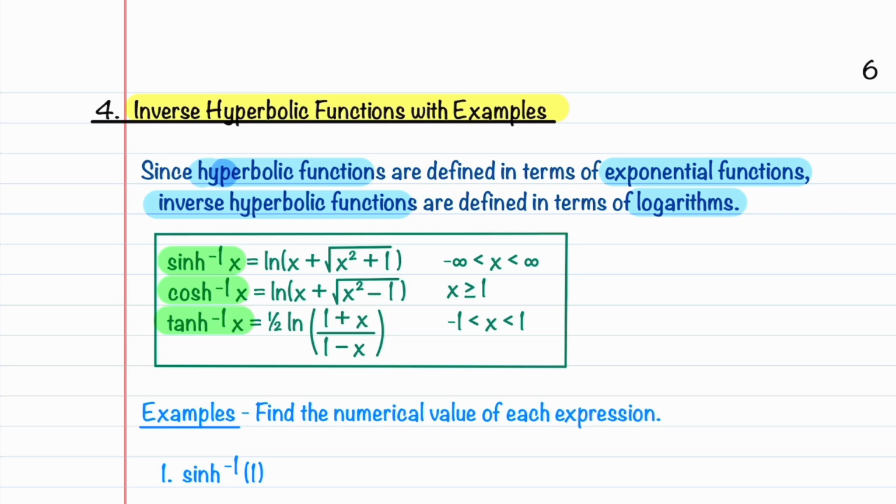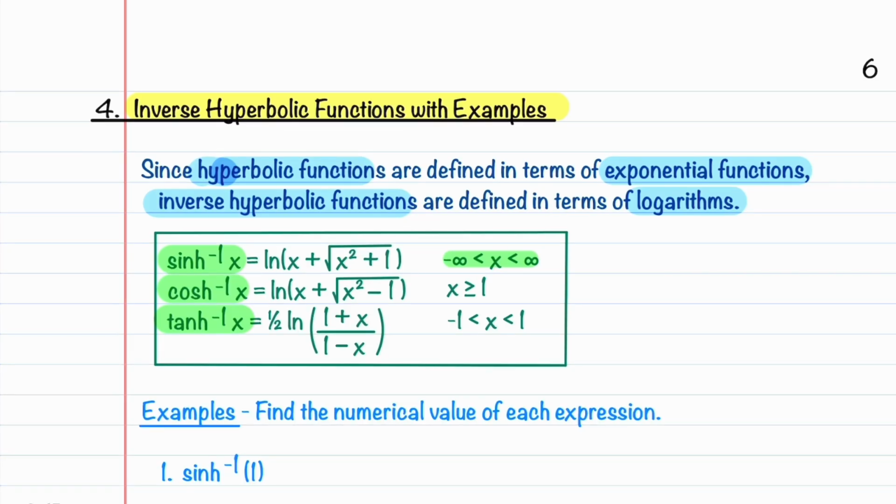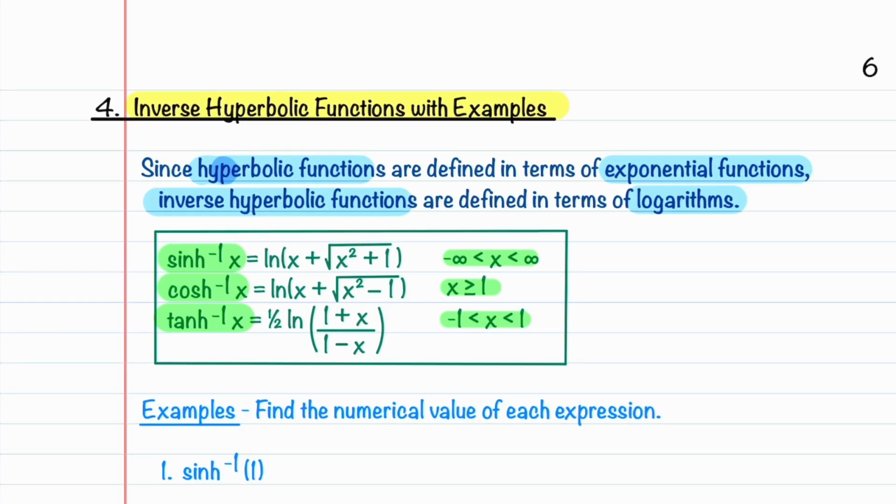And then one thing to note with these definitions is that each of these functions has different domains. Inverse sinh of x is defined for every value of x. Inverse cosh of x, because of that square root of x squared minus 1, is only defined if x is greater than or equal to 1. And then inverse tanh of x is defined between minus 1 and 1, and that's because what's inside our logarithm here has to be greater than 0.